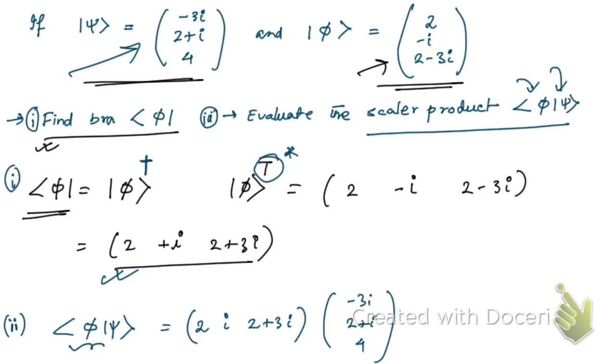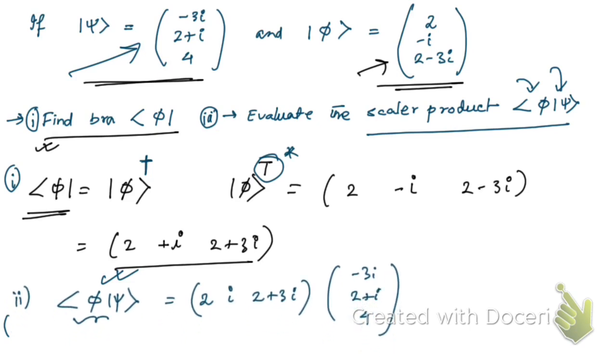This is very simple, right? First element of the row times first element of the column, that is 2 into minus 3i, then plus second element of the row times second element of the column, that is 2 plus i, then again third element of the row times third element of the column into 4, right? So hope you have understood this.